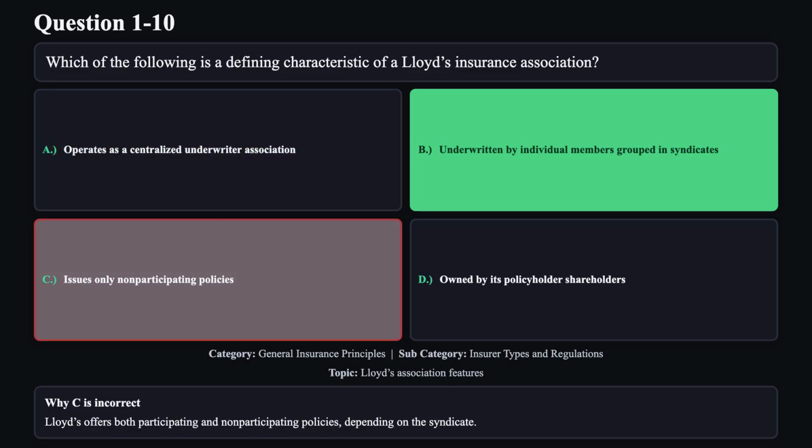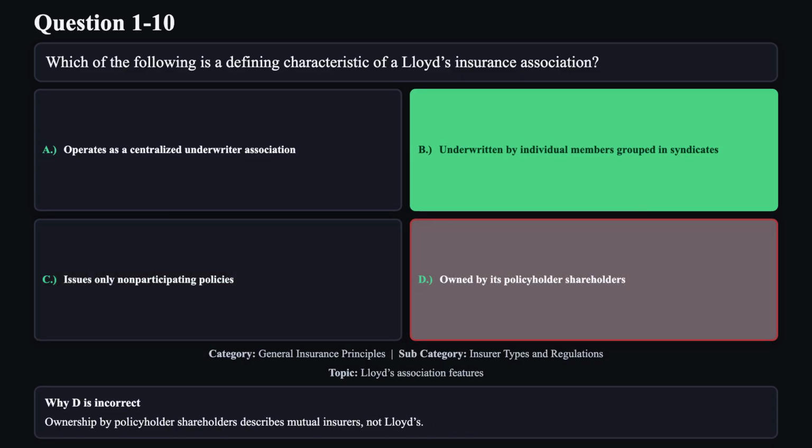Reason C is not correct. Lloyd's offers both participating and non-participating policies depending on the syndicate. Reason D is not correct. Ownership by policyholder shareholders describes mutual insurers, not Lloyd's.